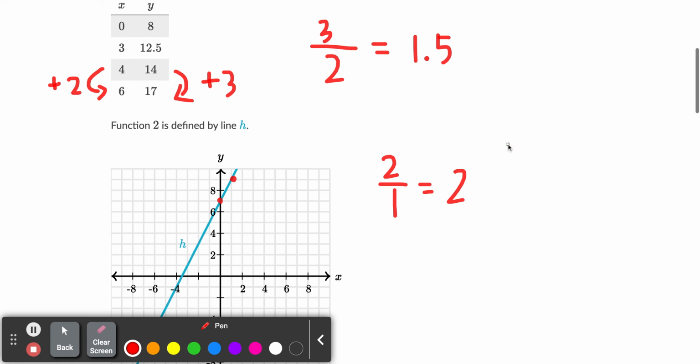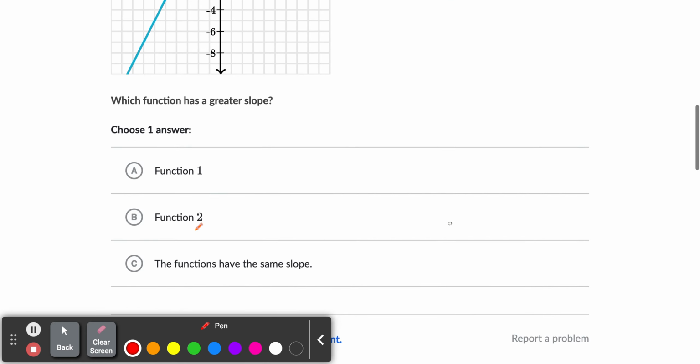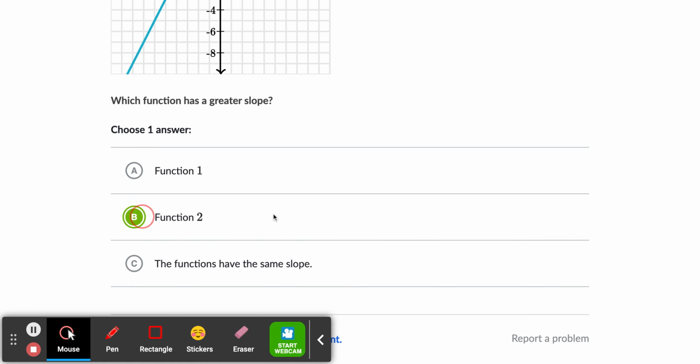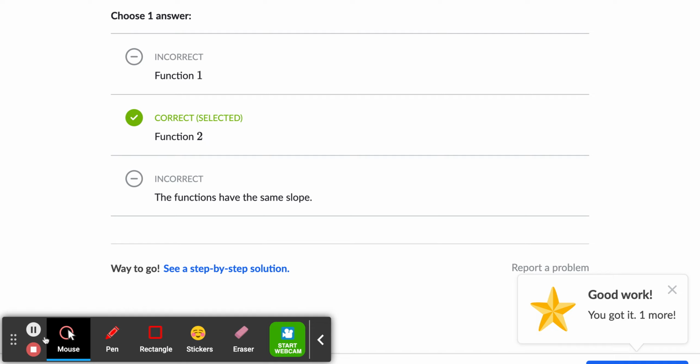Okay, so which one's bigger? We have function 2 with a slope of 2, function 1 with a slope of 1.5. Therefore, function 2 has a greater slope value. Done.